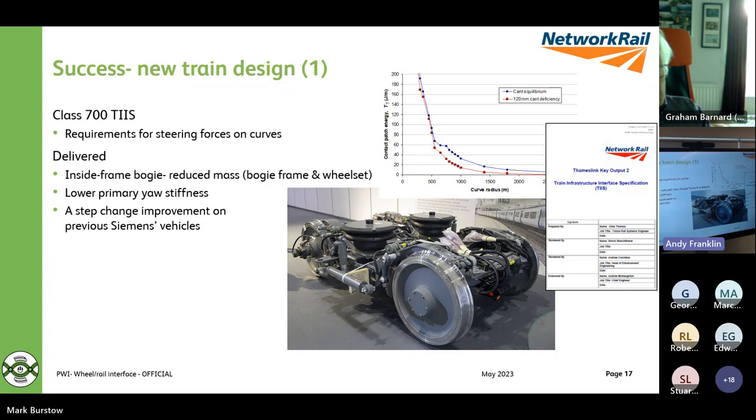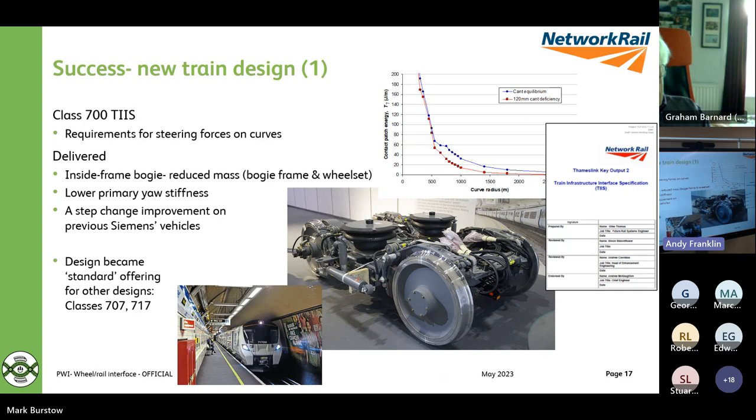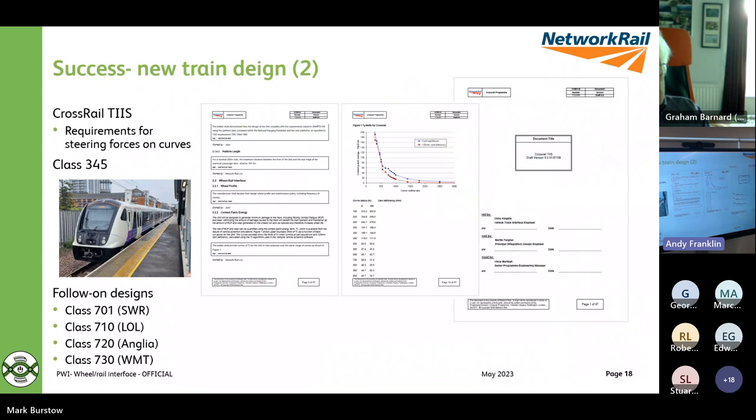The benefit of that is that when Siemens then offers further vehicles for other train operators, this becomes their default bogie offering. And that's now used in the 707 and the 717 fleet. So a specification for one fleet, getting that right, means that we get benefits for other fleets. Very similar story for Crossrail. A similar set of requirements were set for the 345s for Crossrail. If you remember Crossrail, very high frequency timetable, absolutely no access to track in the core section.